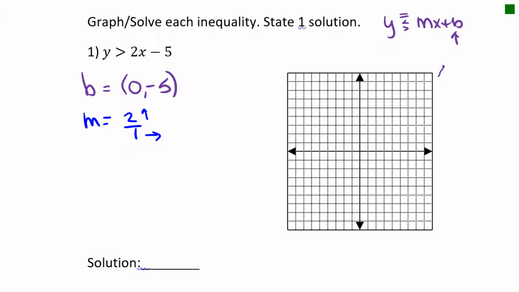So I'm going to start by graphing that y-intercept. It's the point (0, -5). Don't go left or right. Go down 1, 2, 3, 4, 5. There it is. Surprise, it's on the y-axis. That's why we call it the y-intercept.